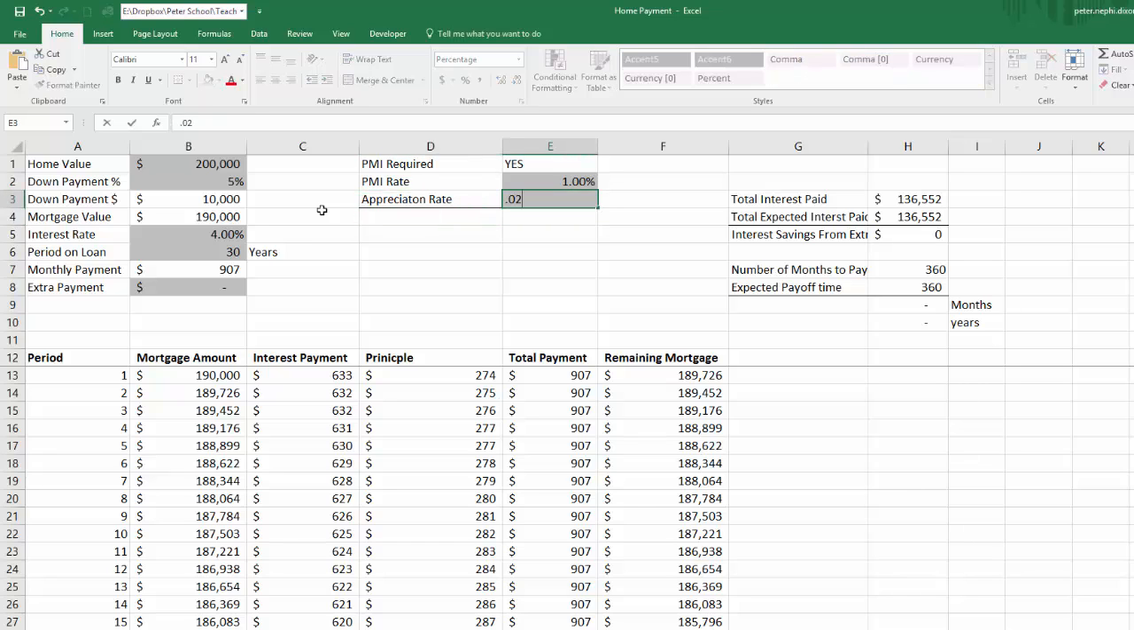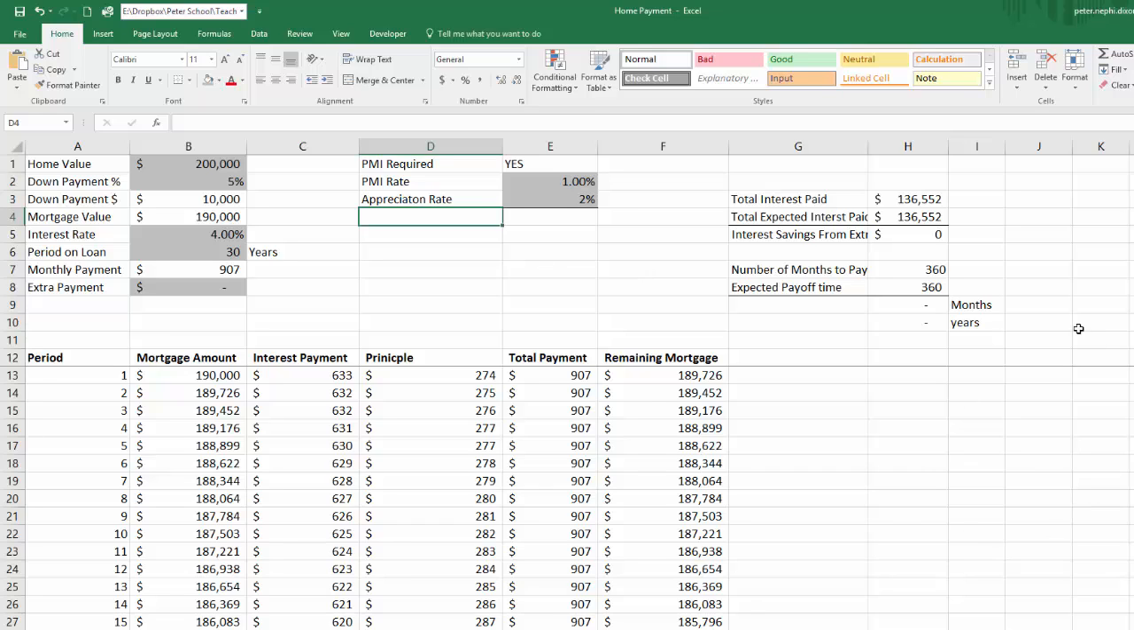So I'm going to put a 2% appreciation rate into our house appreciation. Now, depending on where you live, this could be higher or this could be lower. If you're living in a high demand area, then it will likely be higher. If you're living in a low demand area, it could be lower, or it could even potentially be negative.